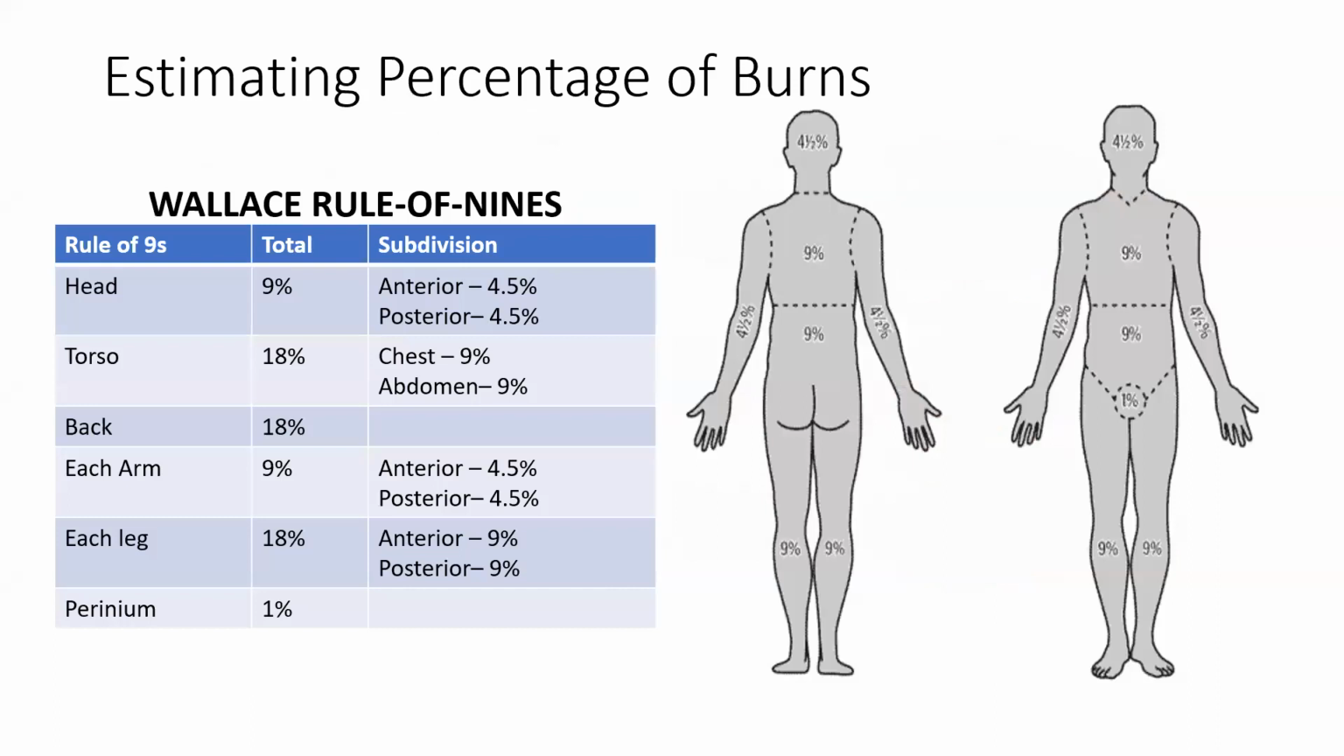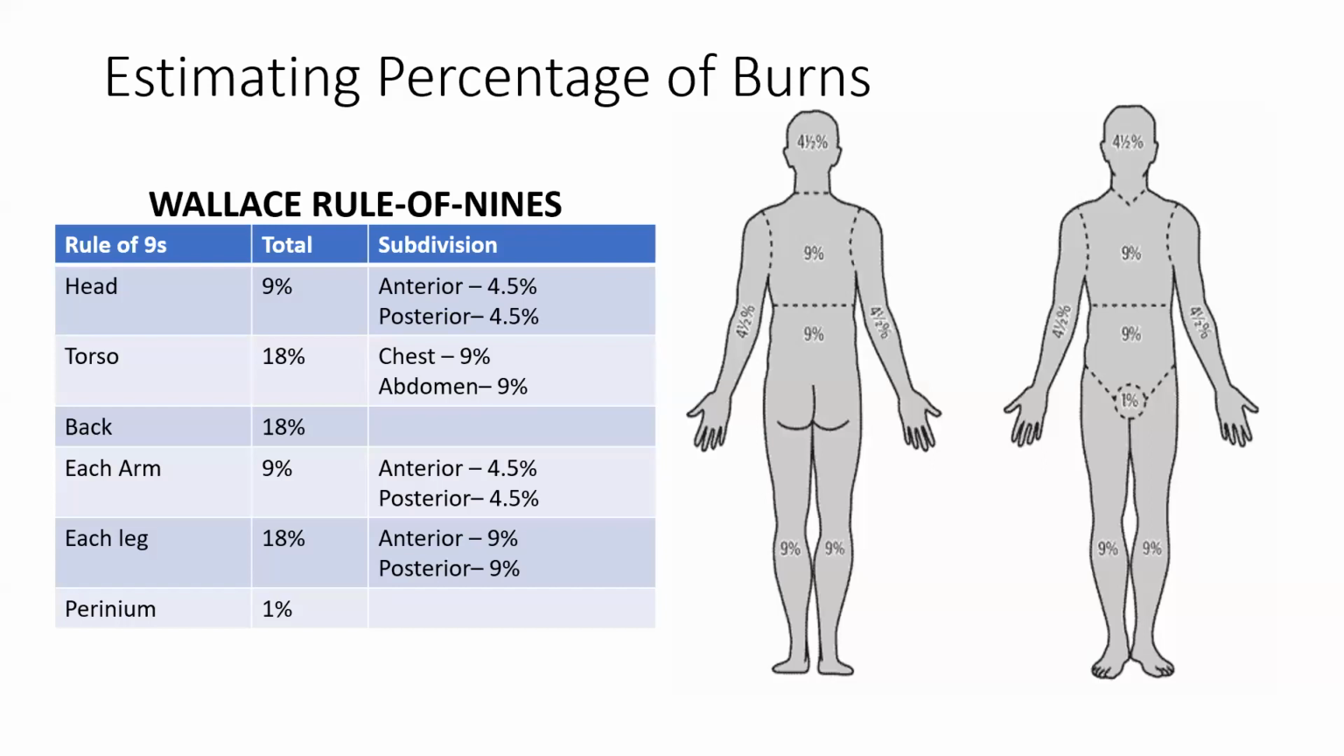When it comes to estimating the percentage of burns, we have the Wallace rule of 9, which is a chart that is widely used to determine the percentage of the total body surface area that has been burnt. The chart usually divides the body into sections of 9%, representing the body surface area. If we have a look at the head, if you have a burn in the anterior and also posterior, this would make a total of 9, while if it's anterior only, it will be 4.5. If it's posterior only, 4.5.